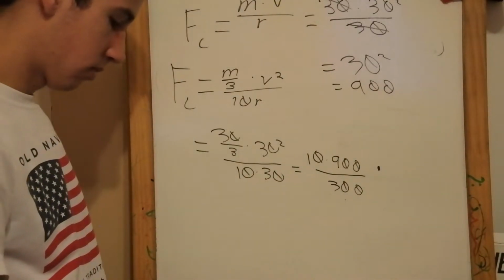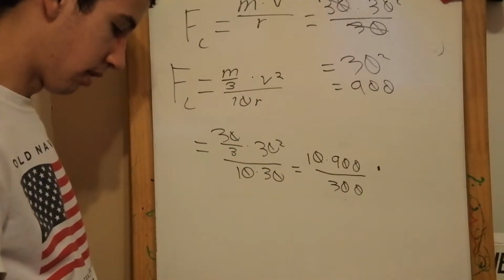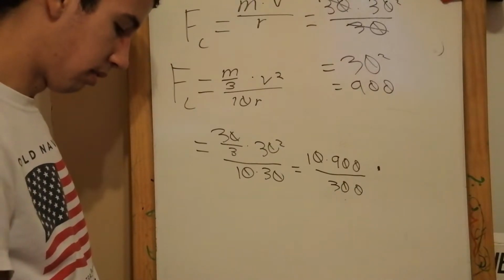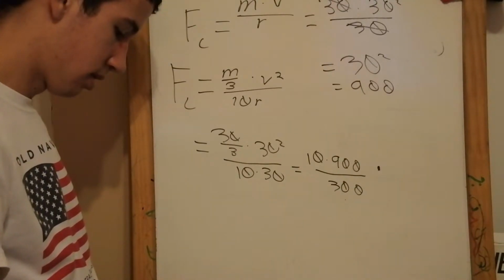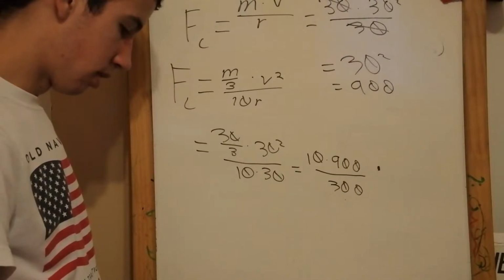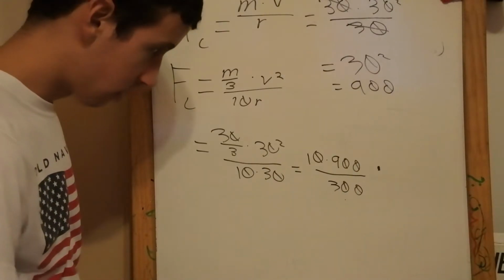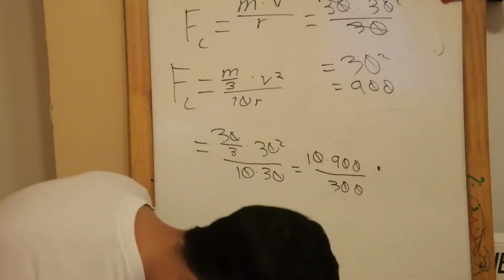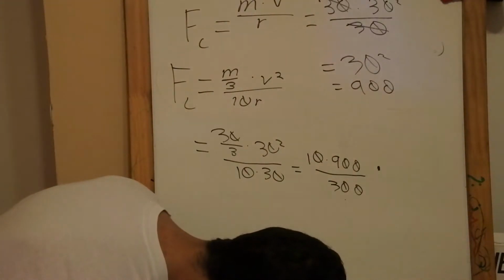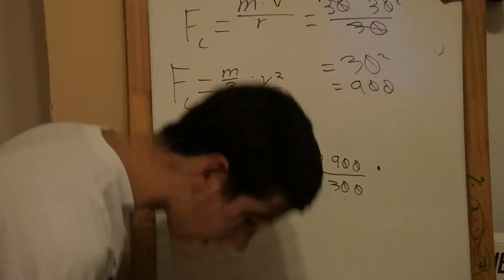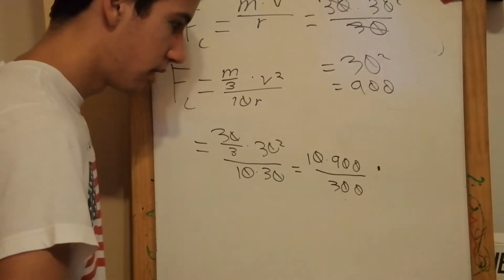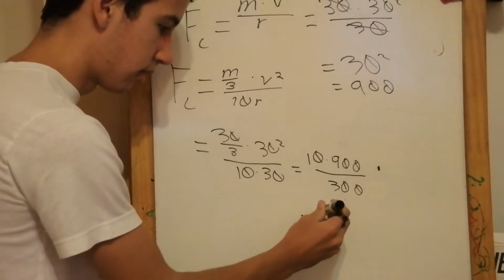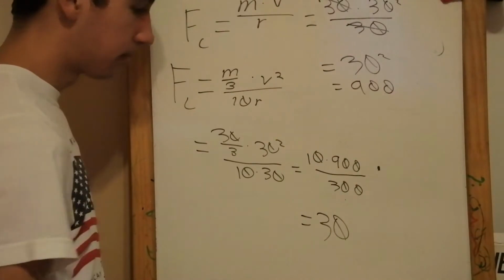So, work that out on your calculators. 10 times 900 equals, and then answer divided by 300, and it comes out to exactly 3, if I'm correct. No, 30. So, come down here, write your answer as 30.